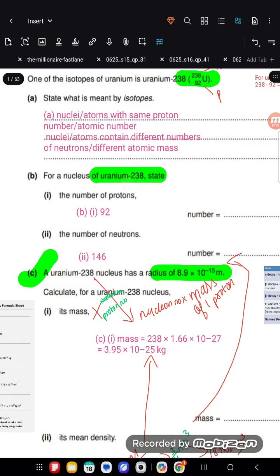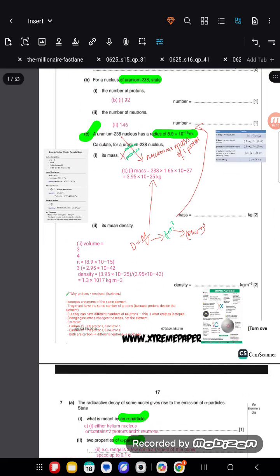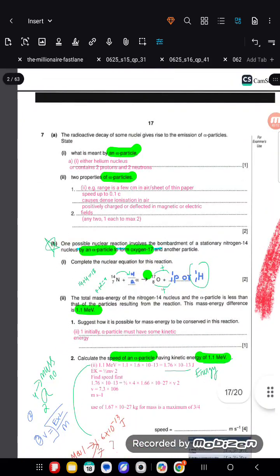Okay, now this question I will do later. Okay, just you have to memorize the formula. What is the mass? Mass is nuclear number multiplied by mass of one proton. Okay, now let us finish this type of question first.